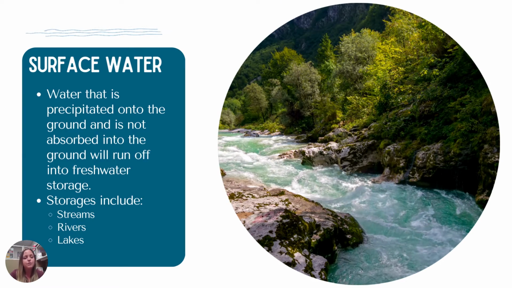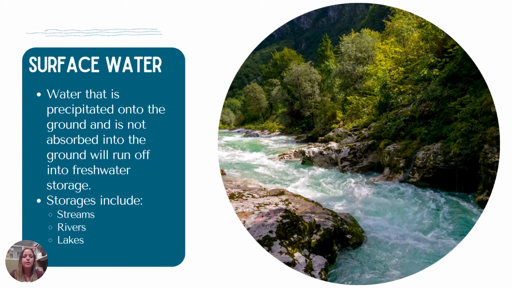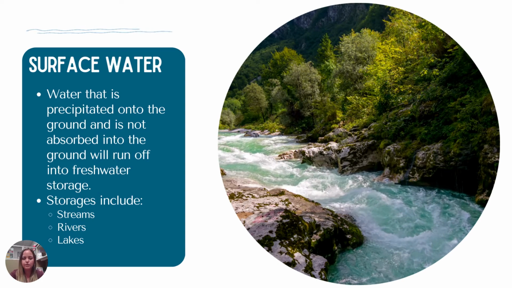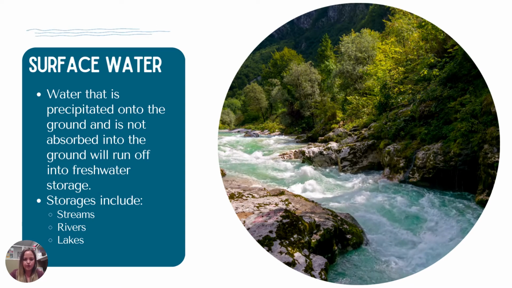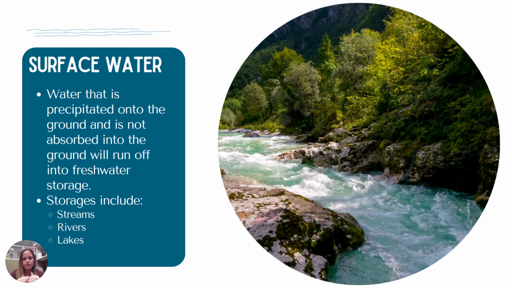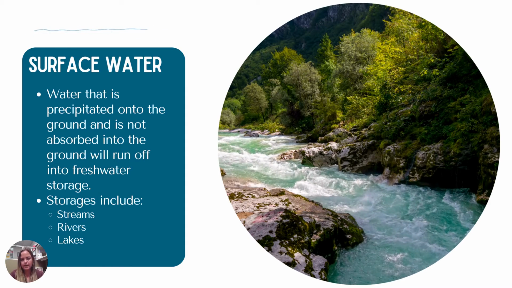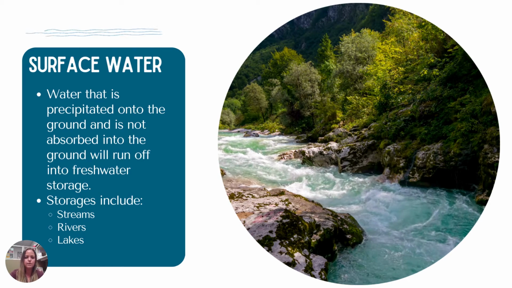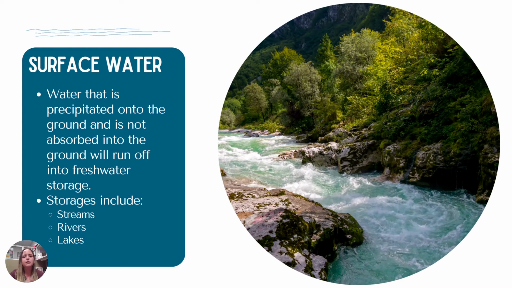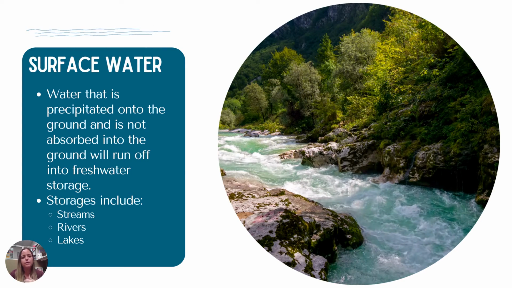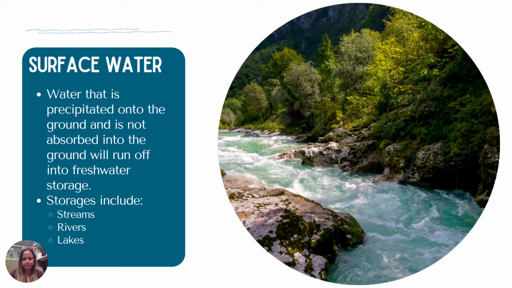All right, so surface water, like I mentioned a little bit ago, is water that is on the surface. So it's not absorbed into the ground yet, although we will talk about some surface water groundwater interactions in the next lecture when we talk about groundwater more specifically. But this is any water that is in our streams, our rivers, or our lakes.